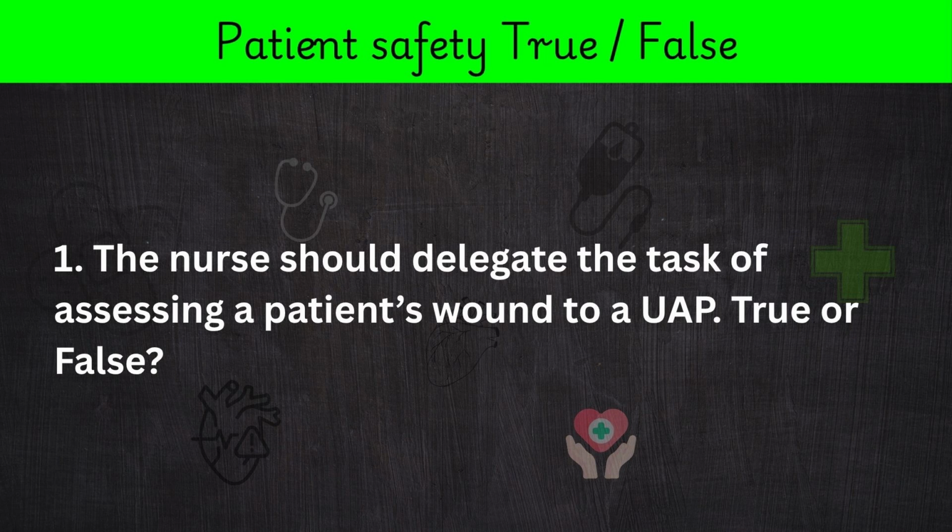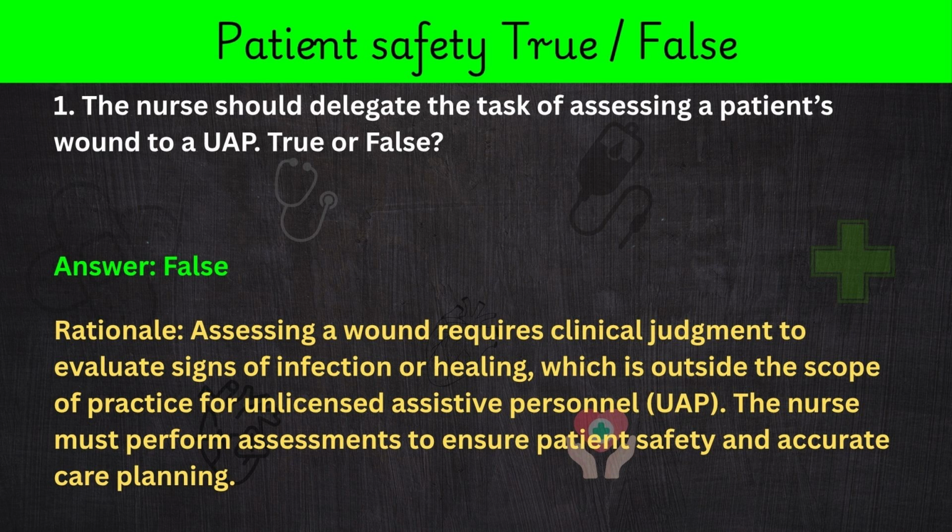1. The nurse should delegate the task of assessing a patient's wound to a UAP. True or false? Answer: false. Rationale: Assessing a wound requires clinical judgment to evaluate signs of infection or healing, which is outside the scope of practice for unlicensed assistive personnel (UAP). The nurse must perform assessments to ensure patient safety and accurate care planning.